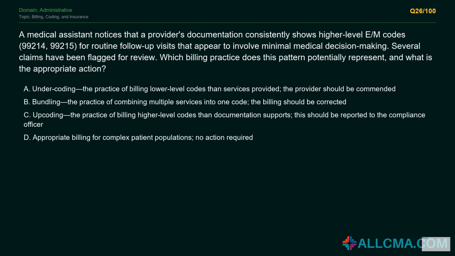Option A, undercoding, the practice of billing lower-level codes than services provided. The provider should be commended. Option B, bundling, the practice of combining multiple services into one code. The billing should be corrected. Option C, upcoding, the practice of billing higher-level codes than documentation supports. This should be reported to the compliance officer. Option D, appropriate billing for complex patient populations. No action required.